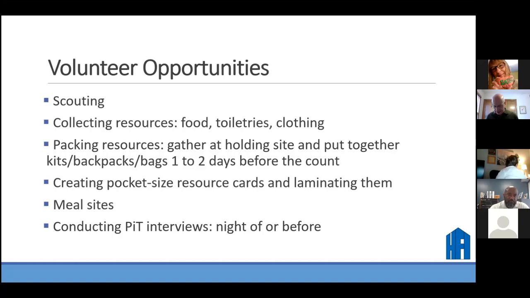There's collecting resources, and just about anybody can do that. We're looking for things that, when we encounter folks in the point in time count, we're giving them. And we're going to talk more about stuff. Stay tuned. We'll talk more about good stuff at the end. So we're looking for things like protein bars, cans with pull tabs that don't require heating or refrigeration, or a can opener, obviously, nuts, peanut butter, things that have protein, toiletries like hand sanitizer, toilet paper, toothpaste, toothbrushes, floss, deodorant.